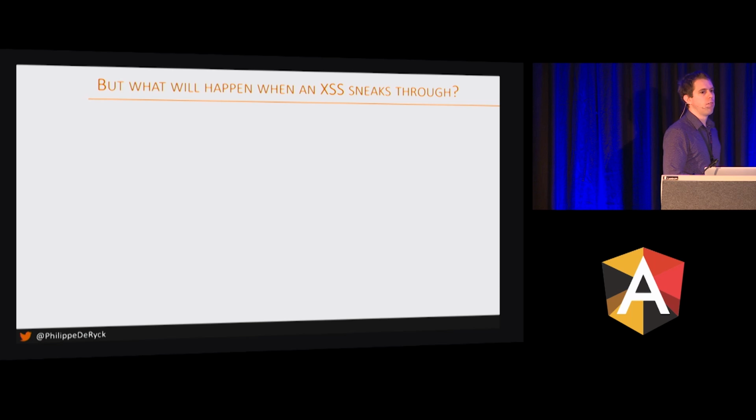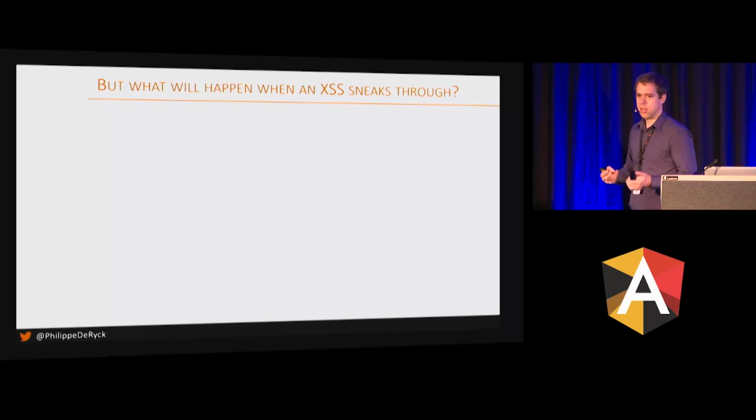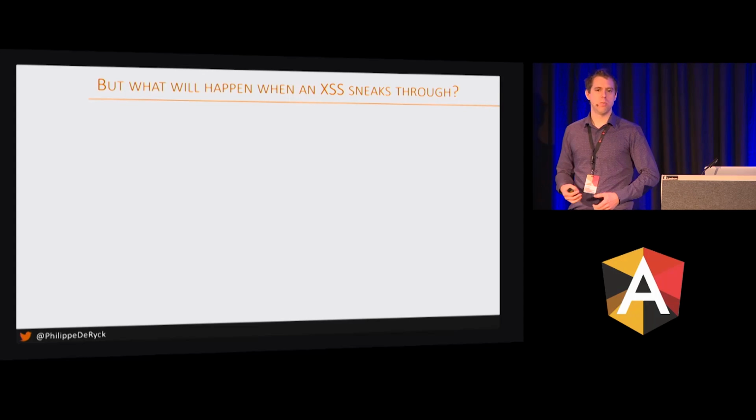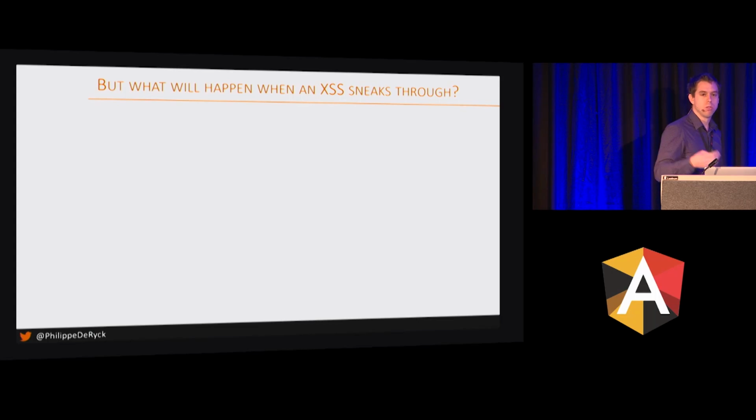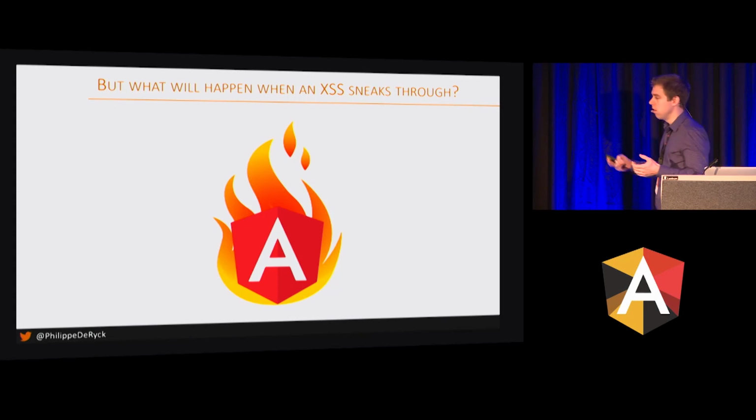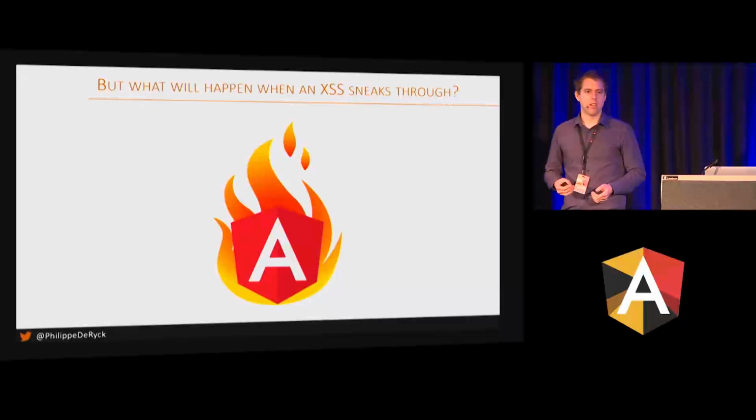And the real question is, if cross-site scripting happens, which eventually it will, some of your developers will make a mistake. That happens. Somebody will use this untrusted HTML in the wrong way. Maybe there's a bug in Angular which allows something to sneak through the sanitizer. These things happen. So when they happen, is everything lost? Is Angular on fire? Should you just give up?